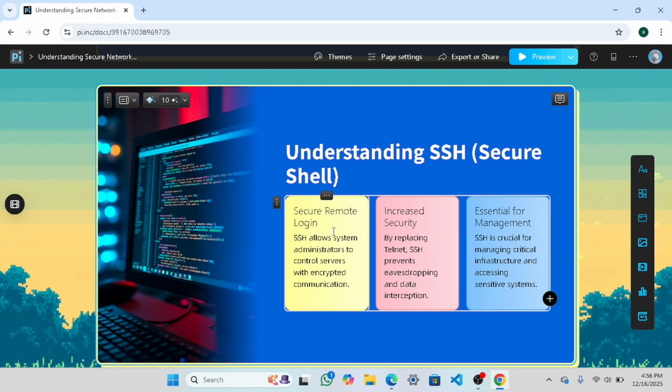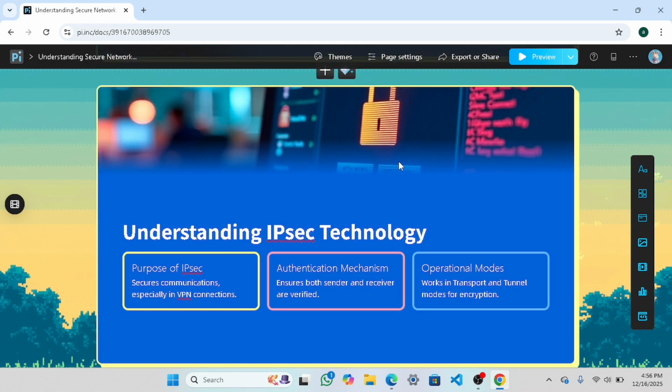Then we will see SSH, secure shell. Secure remote login: SSH allows system administrators to control servers with encrypted communication. It increases security by replacing Telnet. Telnet was used in place of SSH, so for security purposes we use SSH. It prevents eavesdropping and data interception. It is simple to message. SSH is crucial for managing critical infrastructure and accessing sensitive data.